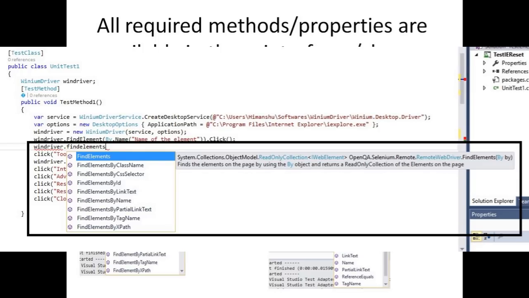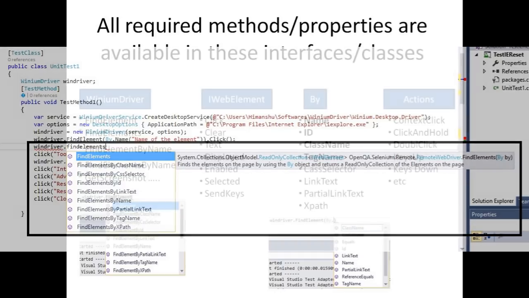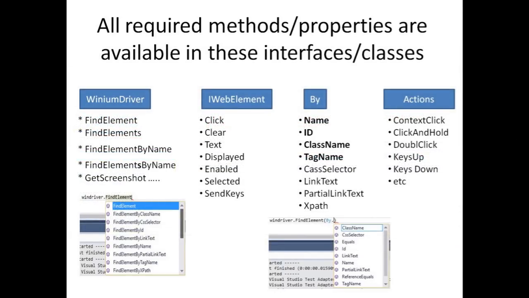This is very useful when you want to perform some operation on a list of similar elements, like you want to perform some operation on all the rows of a table. This class has some other methods which you can use to launch the application, close the application, etc. I have already covered it in previous videos, so I'm not going to repeat it again here.